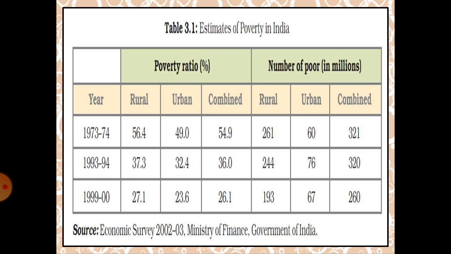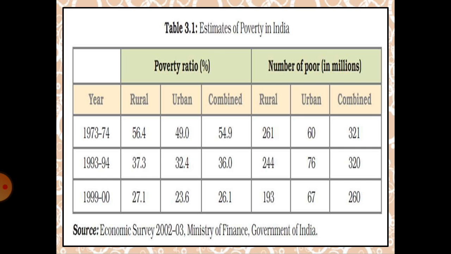In 1993 it is 32.4 and in 1999 it is around 23.6. So, combined, you can find the poverty ratio has reduced still more in 1999 to 26%.